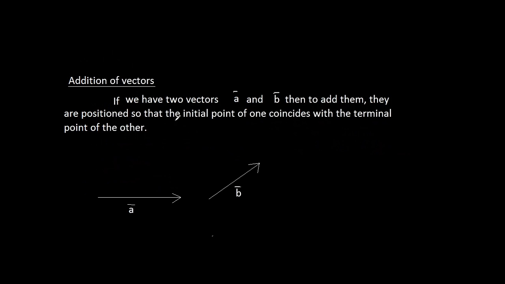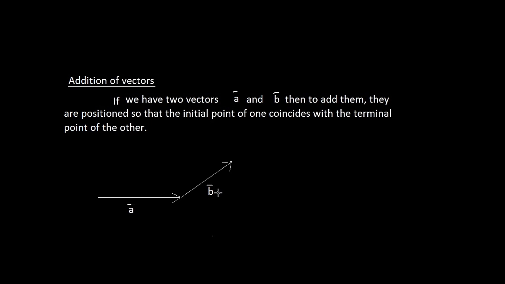Addition of vectors. If we have two vectors A bar and B bar, then to add them they are positioned so that the initial point of one coincides with the terminal point of the other. Now as shown in the figure, this is A bar and this is B bar. Now I want to add these two. Now bring the B bar without changing the direction like this. Now the tail of the B bar coincides with the head of the A bar.